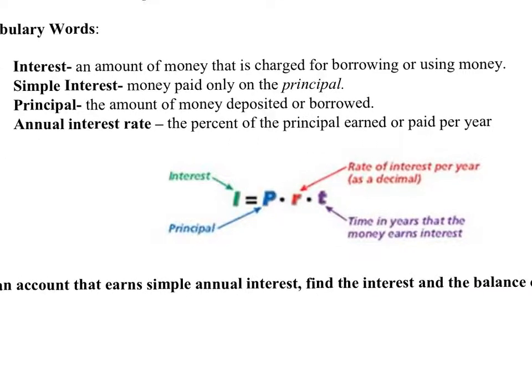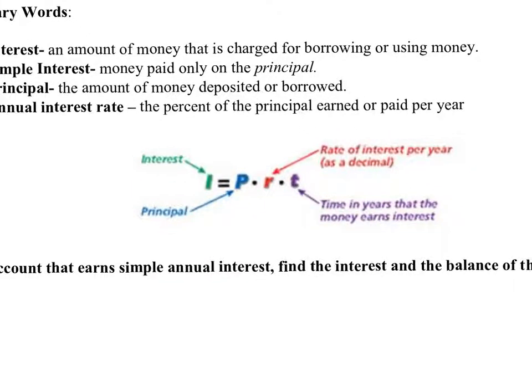And this is the formula we're going to use. It's a really good formula to commit to memory. If you're looking for interest, you are going to take P times R times T. So I equals PRT, which means interest equals the principal times the rate of interest times time in years.